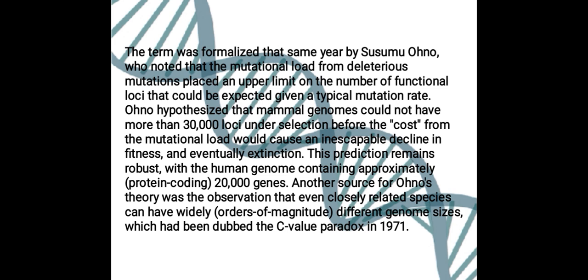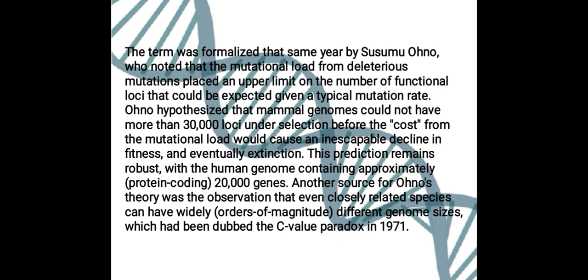Ohno hypothesized that mammal genomes could not have more than 300 loci under selection before the cost from the mutational load would cause a decline in fitness and eventually extinction. This prediction remains robust, with the human genome containing approximately 20,000 protein coding genes.